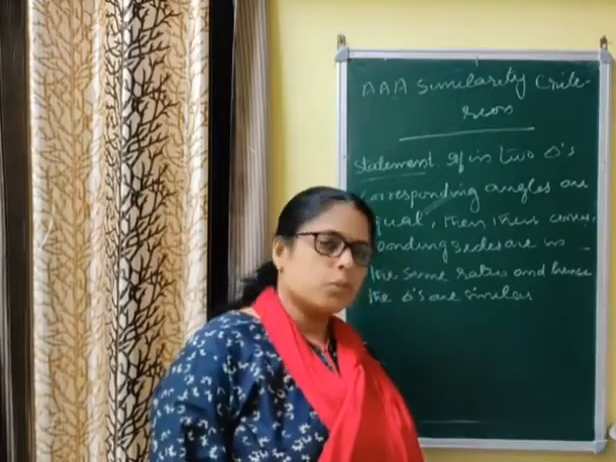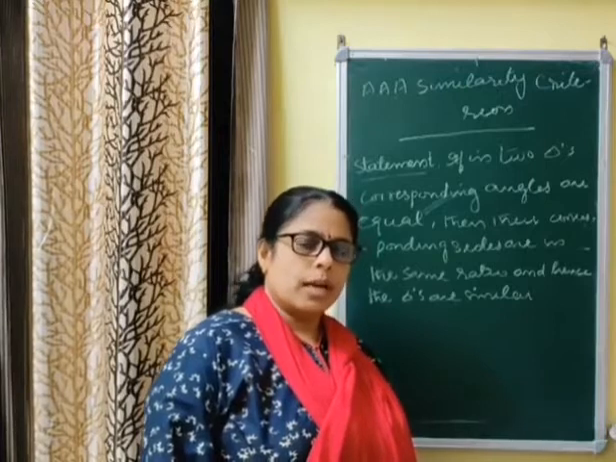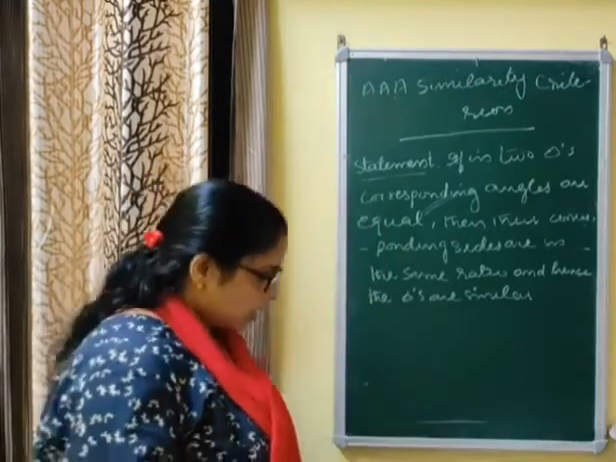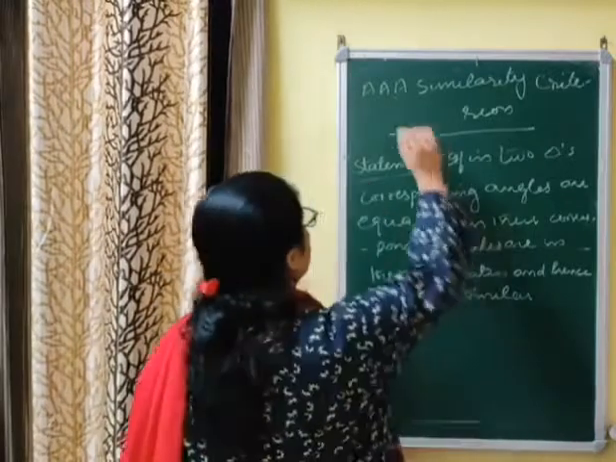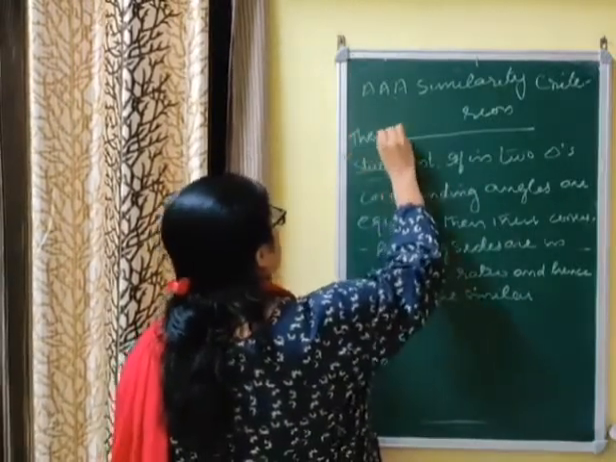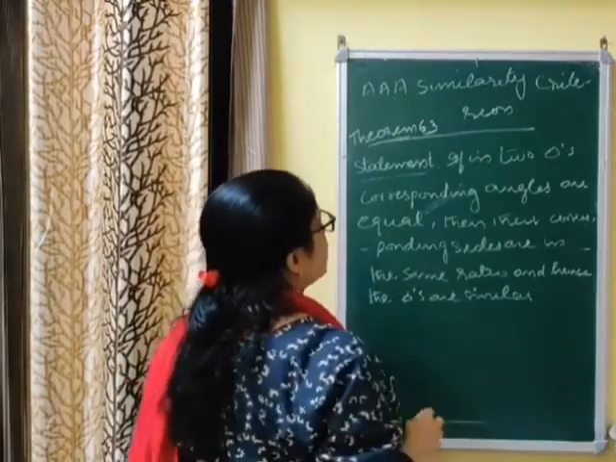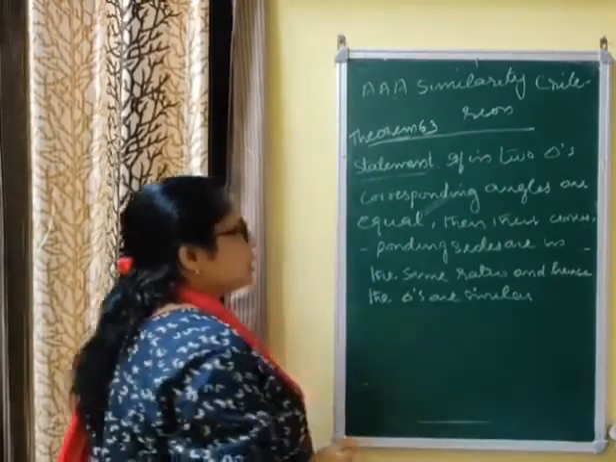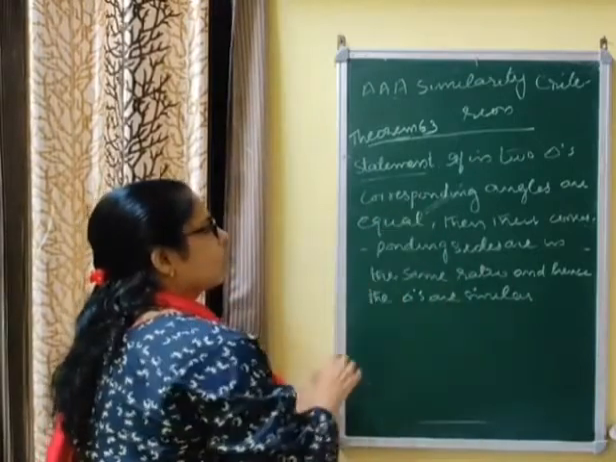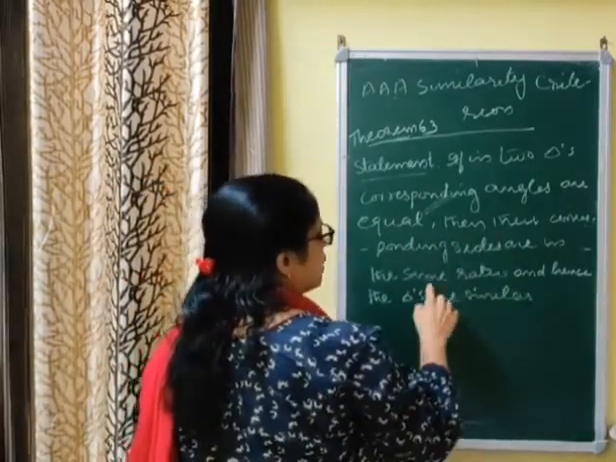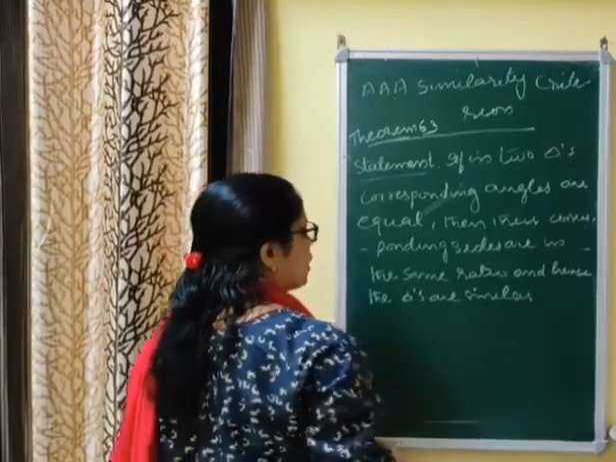I will do only the proof of 2 theorems, and the remaining last one you have to do by yourself. The first theorem is theorem 6.3. This theorem may come in the examination. The statement is, if in 2 triangles corresponding angles are equal, then their corresponding sides are in the same ratio, and hence the triangles are similar.